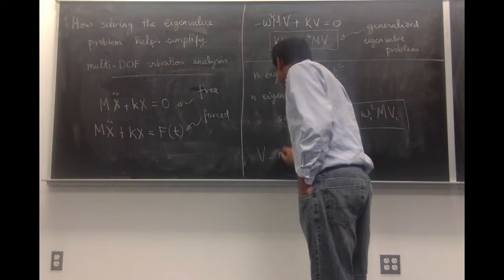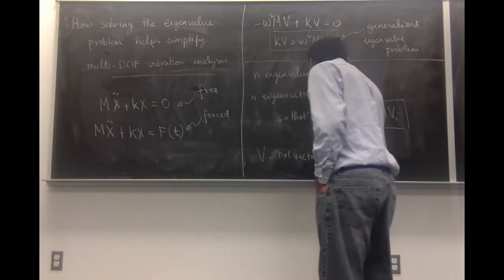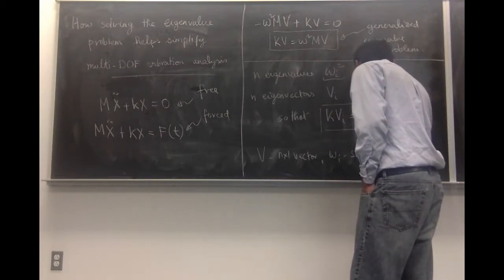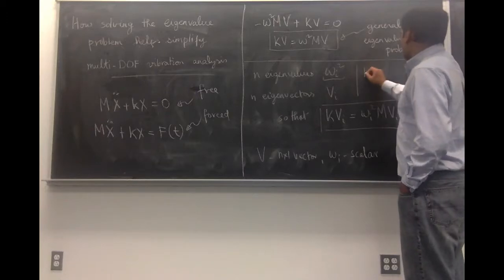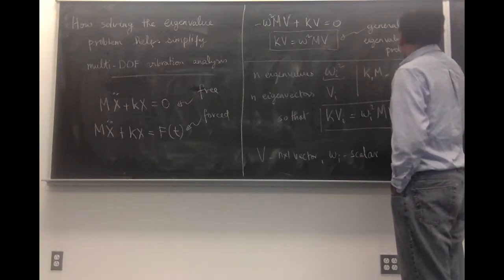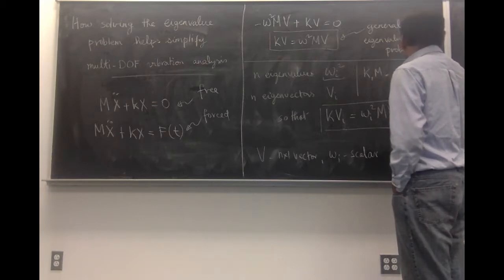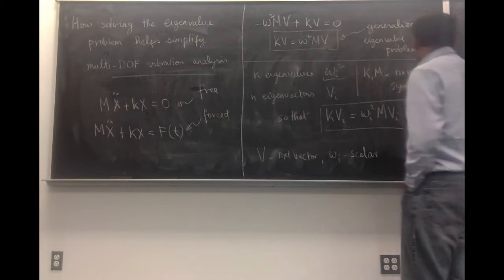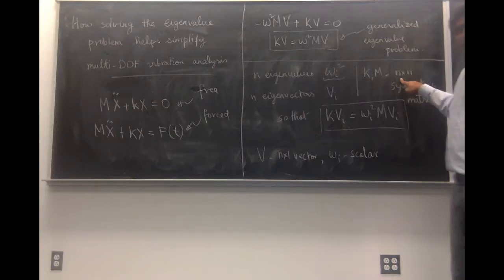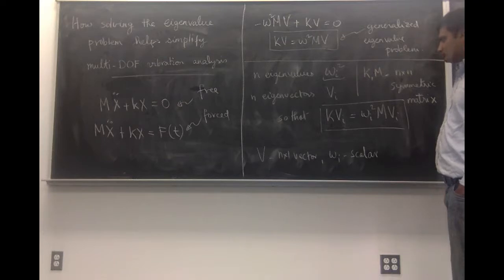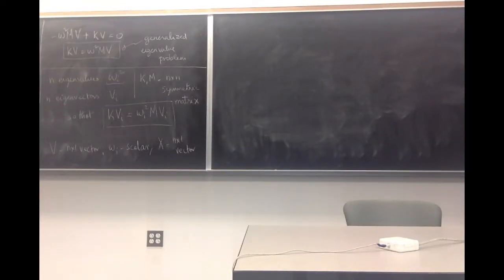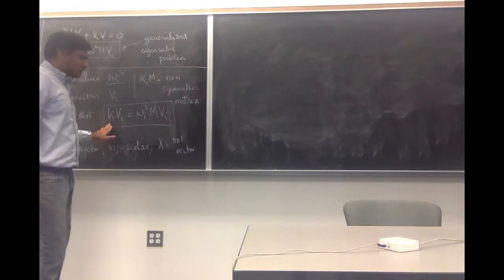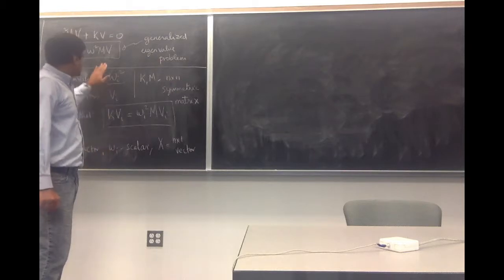v is an n by 1 vector, and omega i is a scalar, and k and m are n by n symmetric matrices, where n is the number of degrees of freedom in the system. So x is also an n by 1 vector. So these are n eigenvalues and n eigenvectors that satisfy this eigenvalue problem.